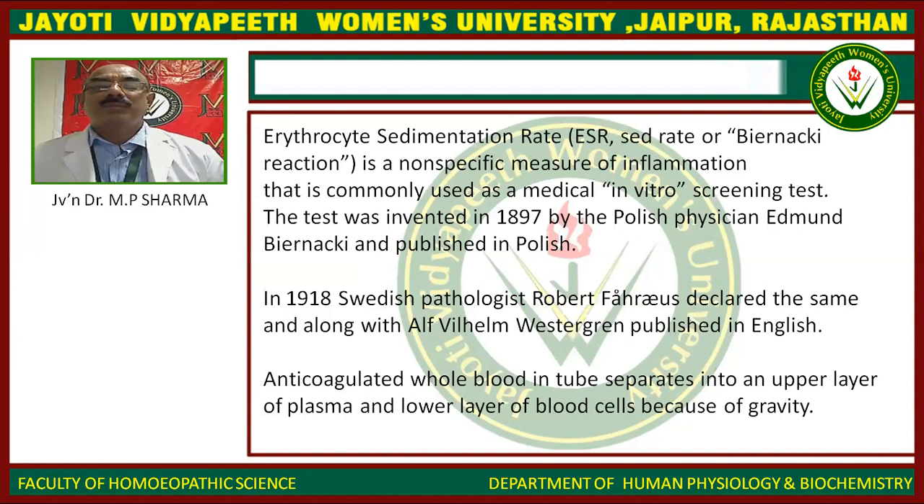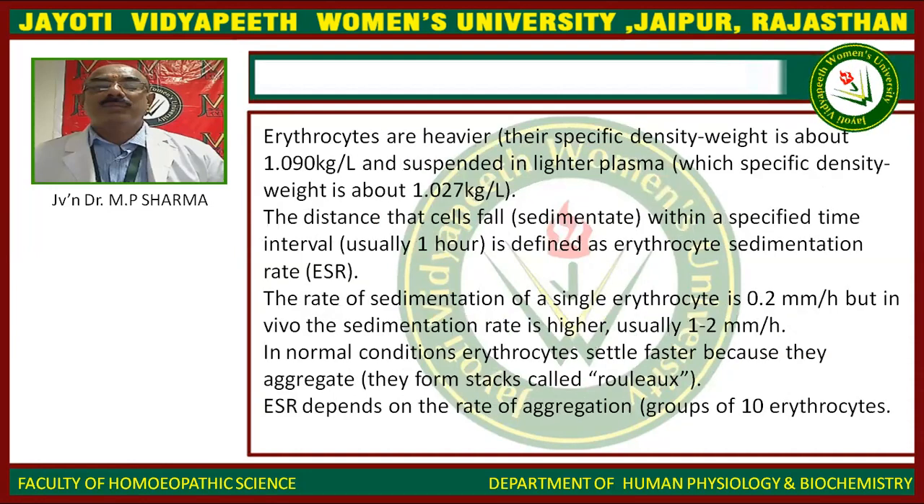Anticoagulated whole blood in a tube separates into an upper layer of plasma and a lower layer of cells because of its specific gravity. Erythrocytes are heavier, so they will be suspended in the lighter plasma, whose specific density is about 1.027 kilogram per liter.